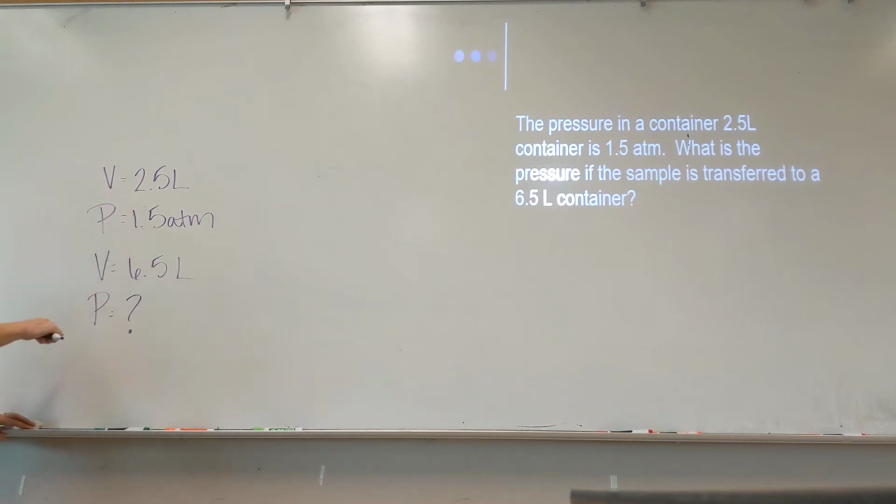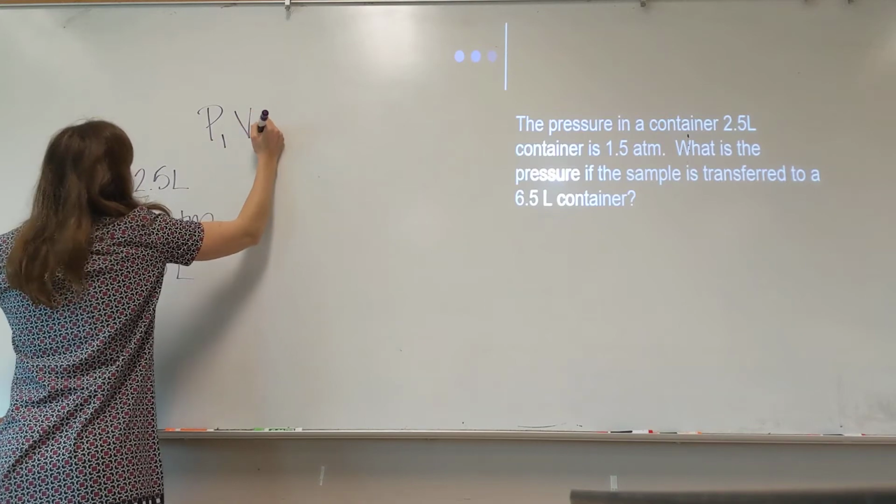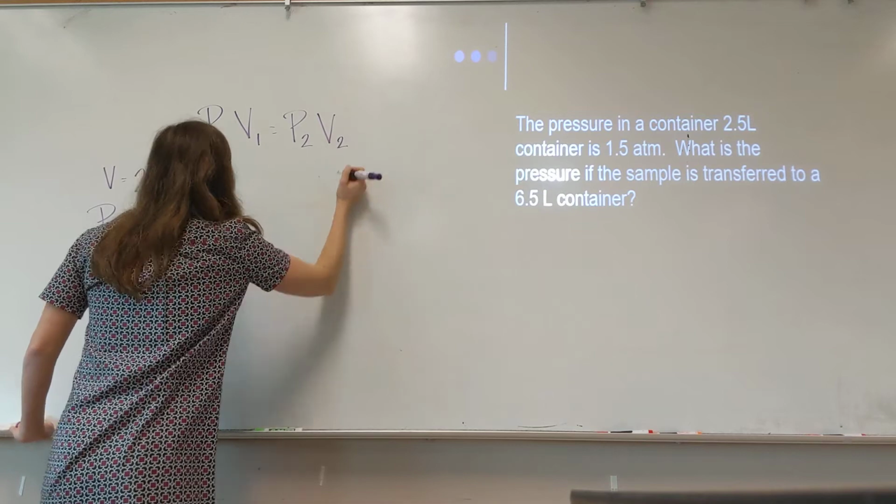I want to make sure that I have these written. Notice that I haven't written ones or twos next to them. Okay? But also, I've written out my variables. I don't have a temperature. So that's a good indication that I have a Boyle's law problem. So I'm going to write out Boyle's law. P1 V1 equals P2 V2.